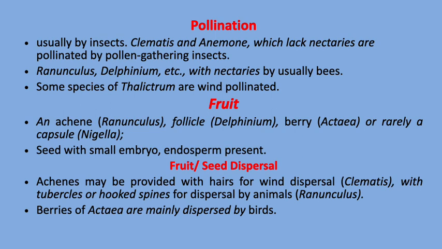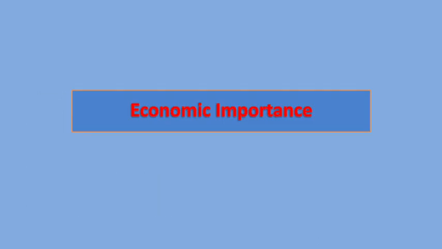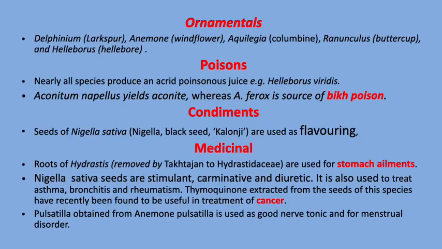Achenes may be provided with hairs for wind dispersal. Example is clematis, or with tubercles or hooked spines for dispersal by animals. Example is ranunculus. Berries of actaea are mainly dispersed by birds. Now we will study the economic importance of the family.